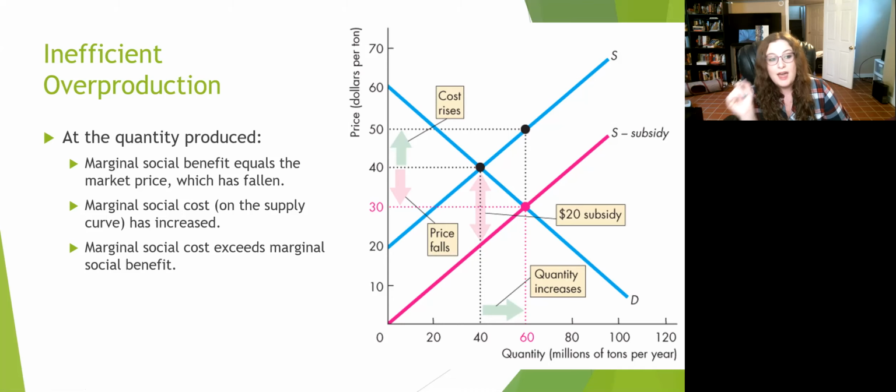These are trades that are happening that shouldn't happen. That person who was willing to buy for $42, but the company would only sell it for $48, that trade should not happen. But it's happening now. And it's doing that because the government's kicking in some money. It's subsidizing this. This is called inefficient overproduction. So isn't that kind of neat?